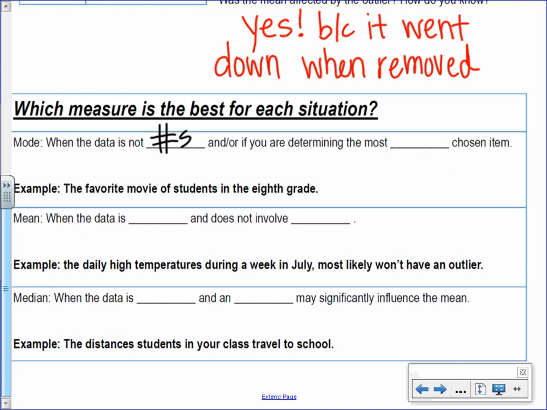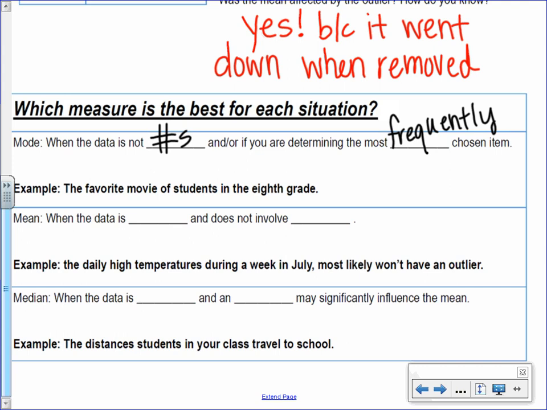If you are determining the most frequently chosen item, so just like color, or what's your favorite Halloween candy, or what's your favorite thing to eat at Thanksgiving? If it's not involving numbers, you're most likely going to choose the mode. Just like the example, the favorite movie. Well, we can't find the mean of that. We can't really find the median, but we can figure out which one's occurring the most.